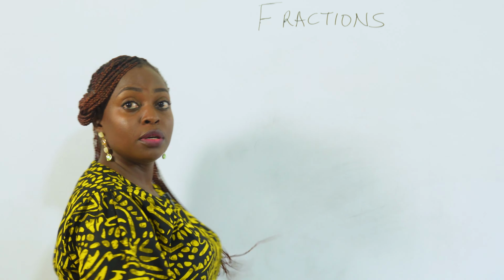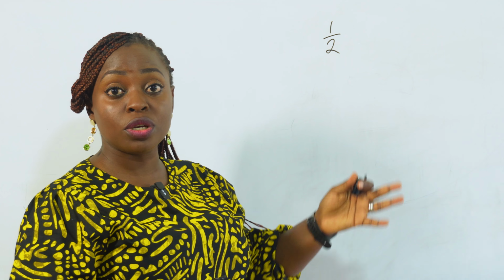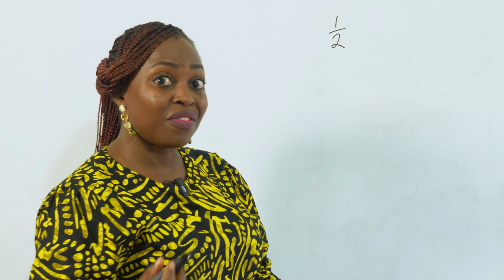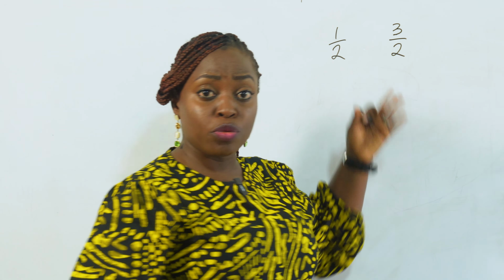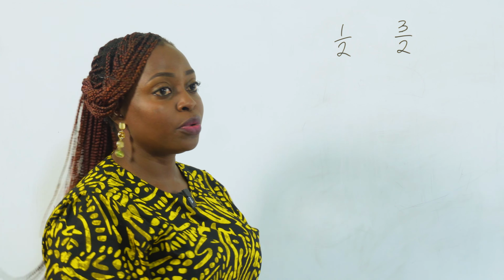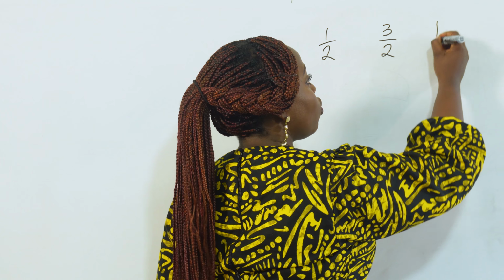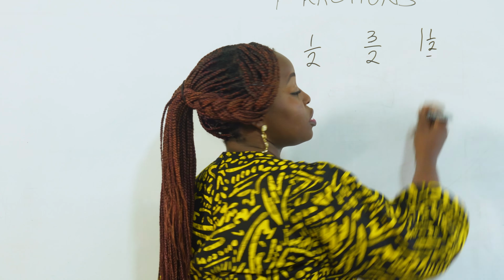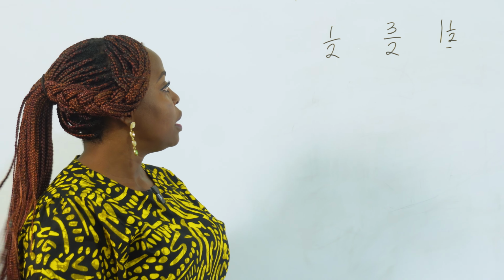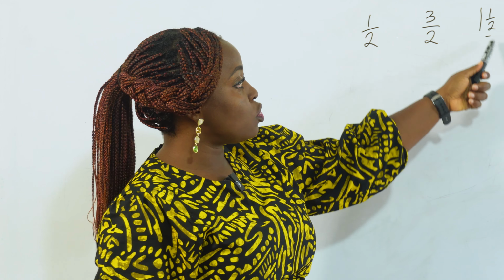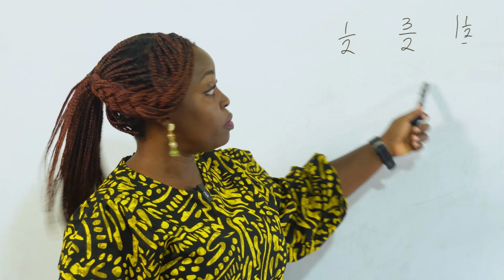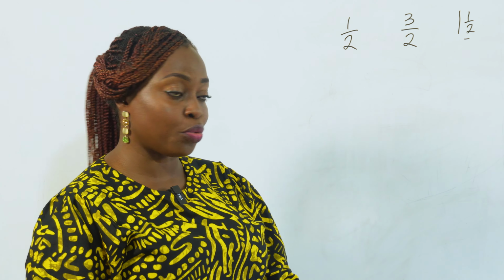So remember I told you that we have 3 different types of fractions. We have proper fractions, for example, 1 over 2, where the numerator is smaller than the denominator. Then we have improper fractions, for example, 3 over 2, where the numerator is bigger than the denominator. And then we have mixed fractions, where you have a whole number and a fraction. So this is a mixed fraction or a mixed number. Now, we can convert from improper fractions to mixed numbers, and then from mixed numbers back to improper fractions. And that's what I'm going to be showing you.